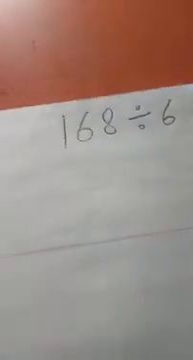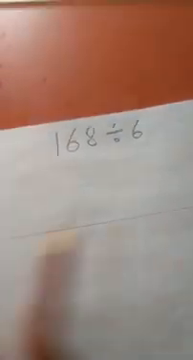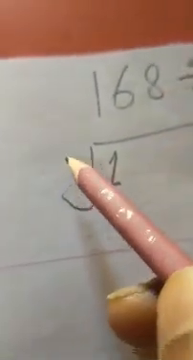Yes friends, now see one more example relating to this so that you can understand the concept of divisibility properly. 168 divided by 6. So how will you write this? Firstly we will write only 1. This is to be divided by 6. We will write like this, and here we have written the table of 6.